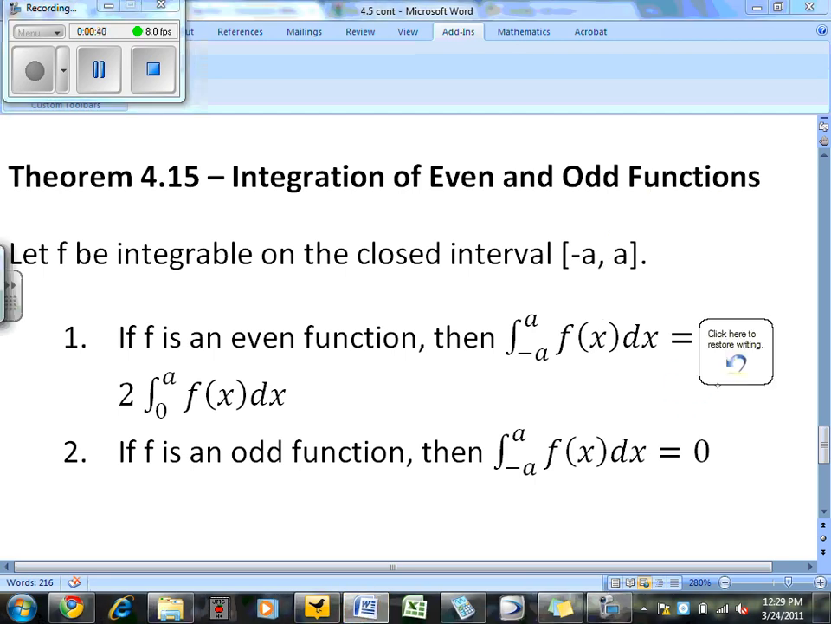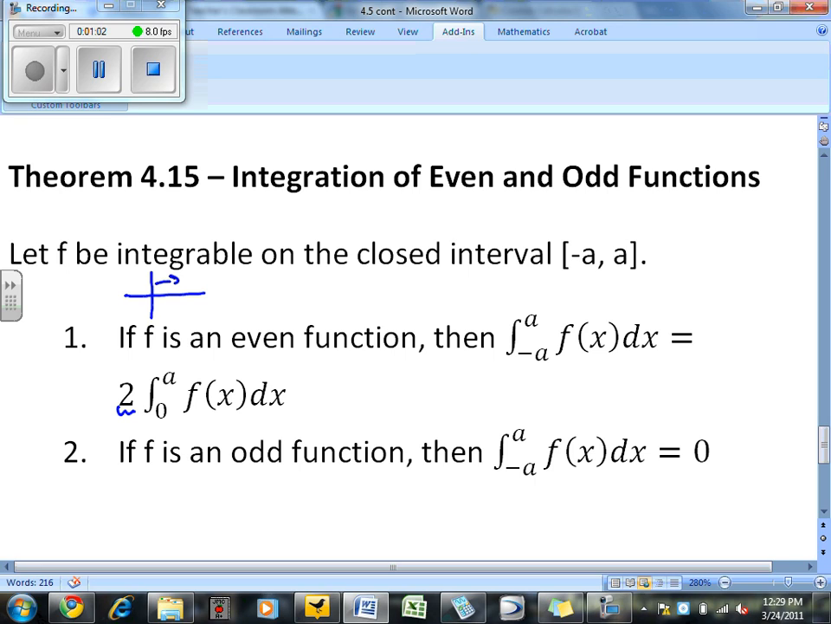If it's an even function, we can just evaluate it on one side of the y-axis. So if we have a graph, we can just evaluate it on this side of the y-axis, and it just might make it easier to evaluate that integral. All we do is bring a 2 out in front if it's an even function.